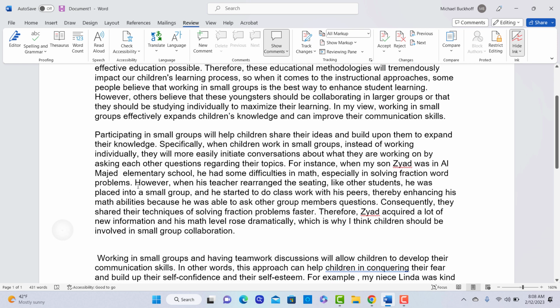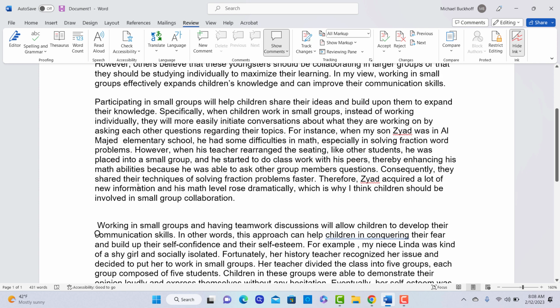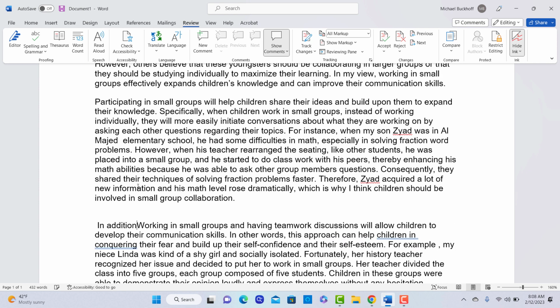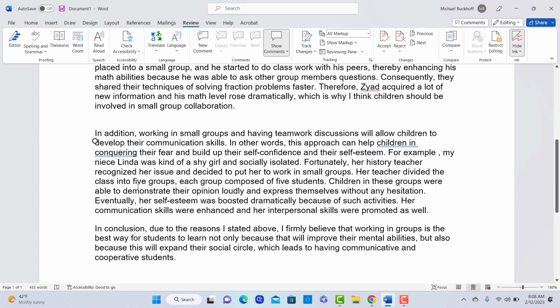Okay, now notice you have "participating in small groups will help." What if you use something like this? In addition, working in small groups and having teamwork discussions will allow children to develop their communication skills. In other words, this approach can help children in conquering their fear.